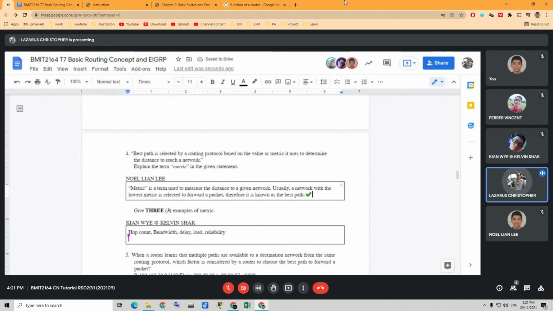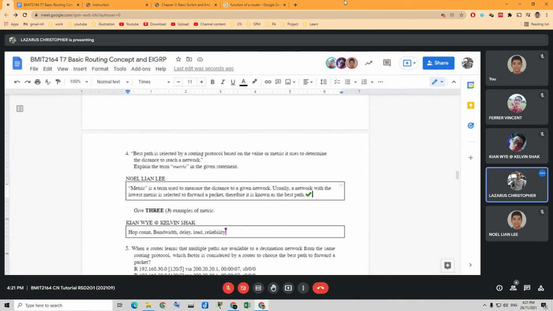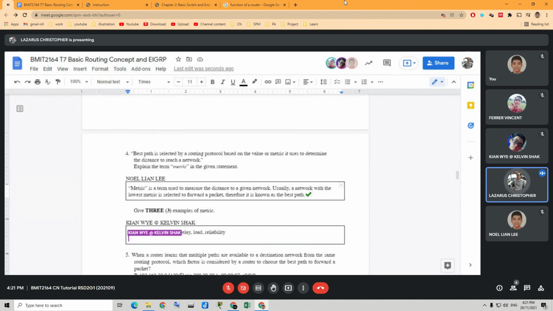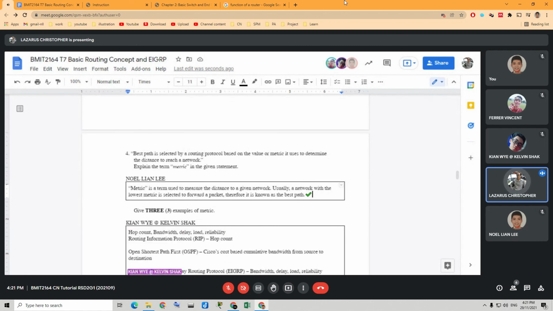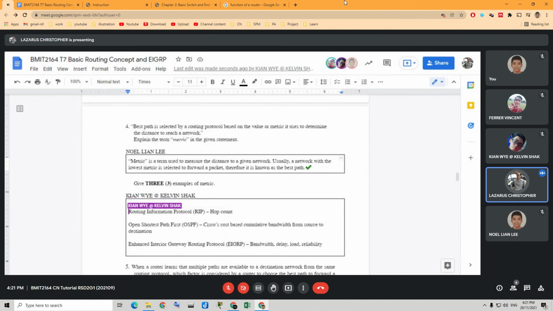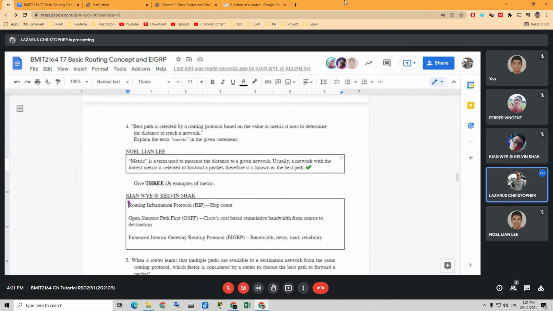Okay, so Kelvin, can you also mention the type of protocol, the name of the protocol? Let's say you say hop count is used by, give the full name. Then again, they only ask for the metric, not the protocol. They ask for 3 examples of metrics. They give hop count, but it's okay to put it.